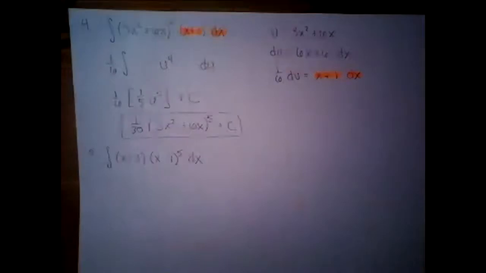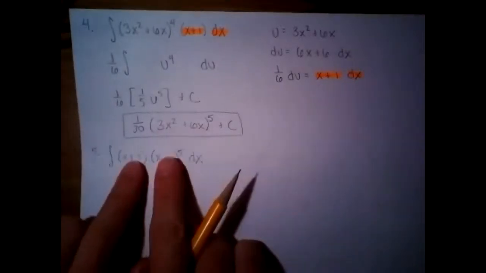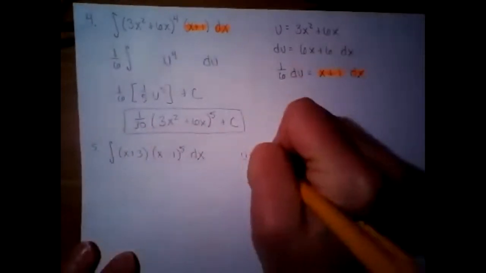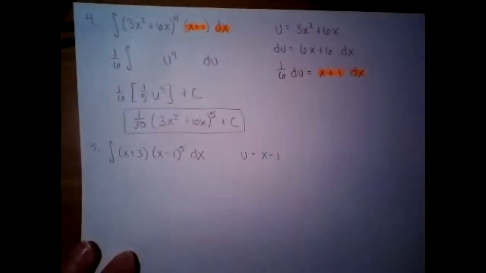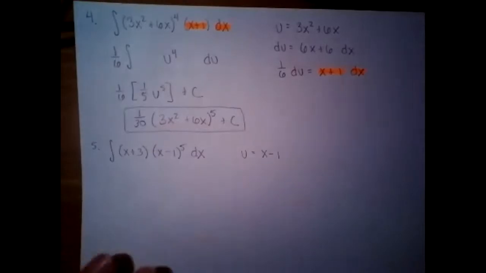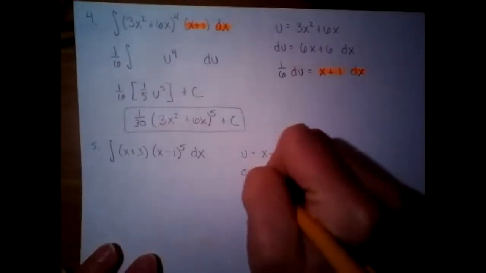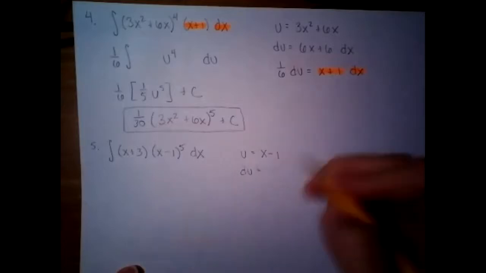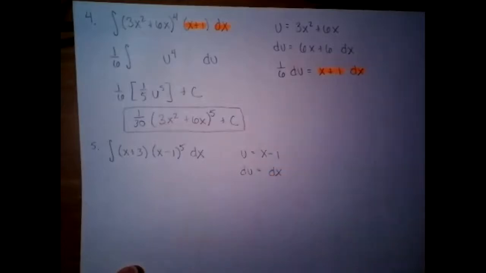So for this one, it's kind of like, well, what am I going to let u equal? Again, you want to let u be the inside stuff, like the guts of the problem. We're trying to do a chain rule in reverse. So choosing between these two, which do you want to let u equal? You want to let u be the x minus 1, since that's what's being taken to the fifth. And so when we do that derivative, the derivative of x is just 1. You could write a 1 there if you want. It's just going to be 1 dx.